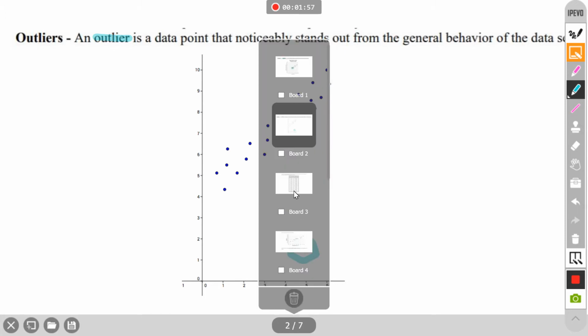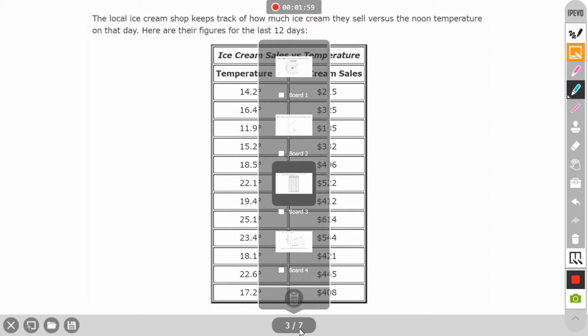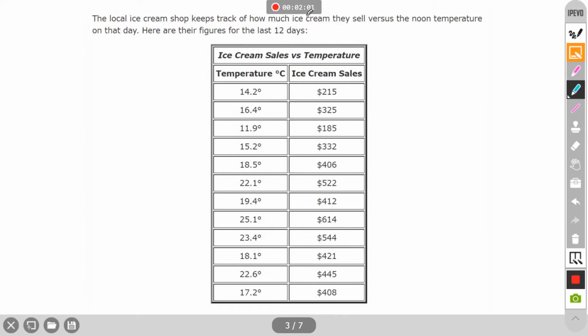And then this is a set of data points that I have here. I was trying to find an example of something that we could use to display. Remember, a scatter plot is used to show the relationship between two variables: an x variable, which in this case would be our temperature, and a y variable, which would be our ice cream sales. This local ice cream shop was keeping track of what the temperature was that day at noon for the past 12 days.